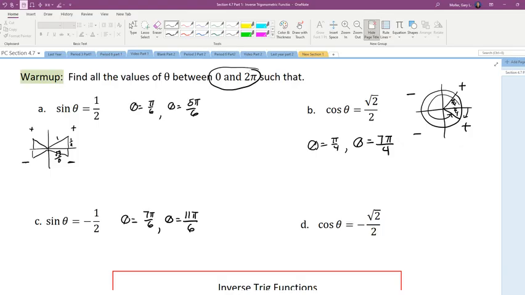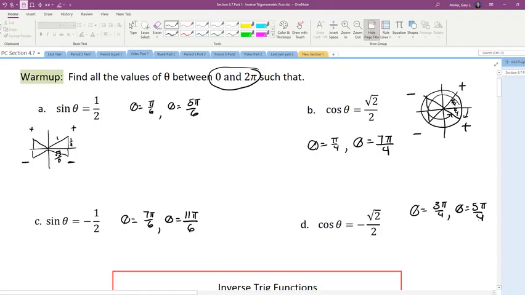And then the next ones are related. When is cosine negative? And we can see, of course, that that's related to when the x value is negative. So that puts us with a 45 degree angle in quadrants, what is that, 2 and 3. So theta equals, that'd be 3 pi over 4, or theta equals 5 pi over 4.